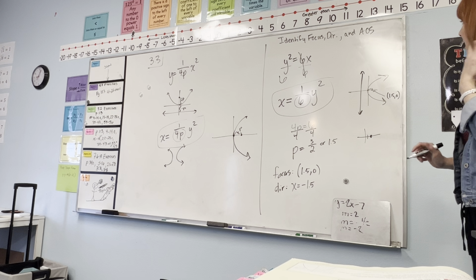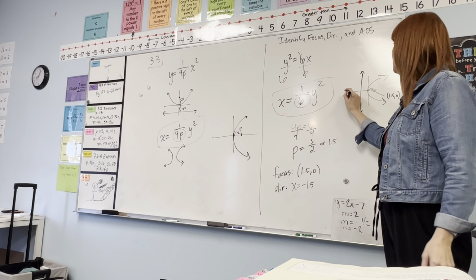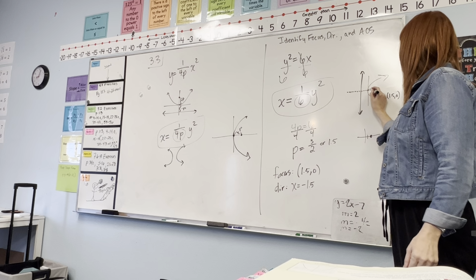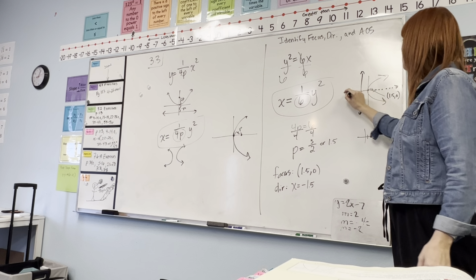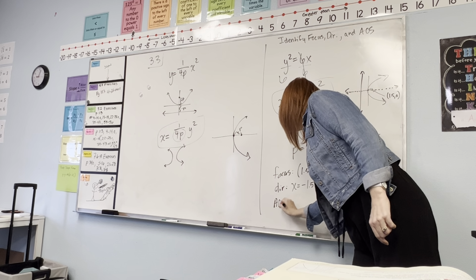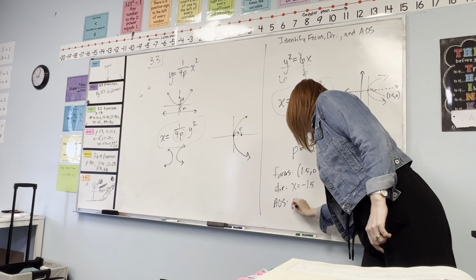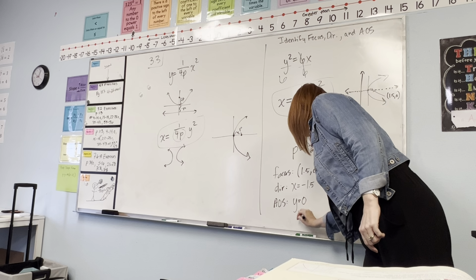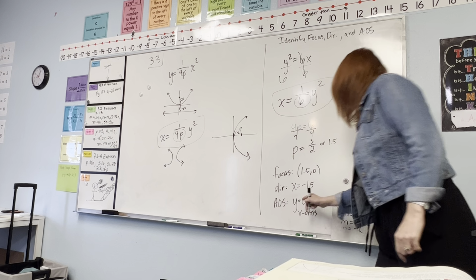And then the axis of symmetry. In this case, the axis of symmetry is running through the center here. What is the axis of symmetry? I thought you were going to say the x-axis. So y equals 0, or you could say x-axis, but y equals 0 is better.